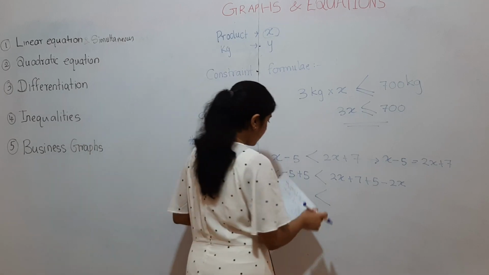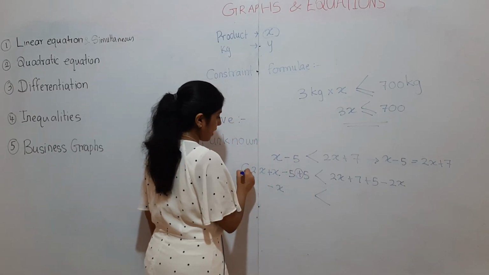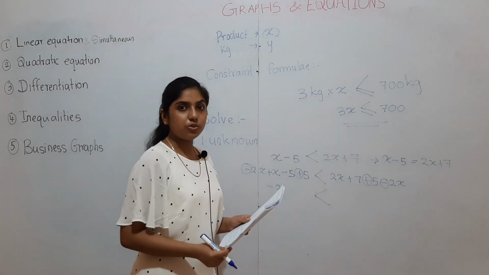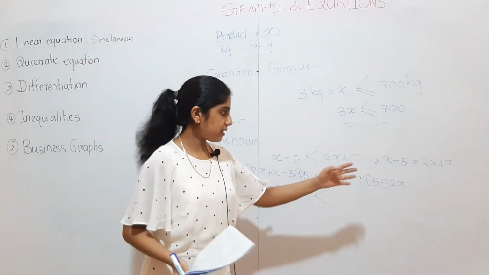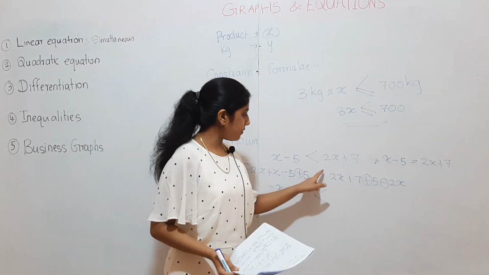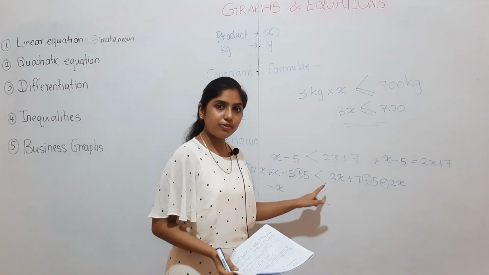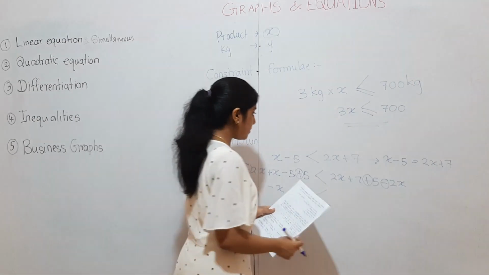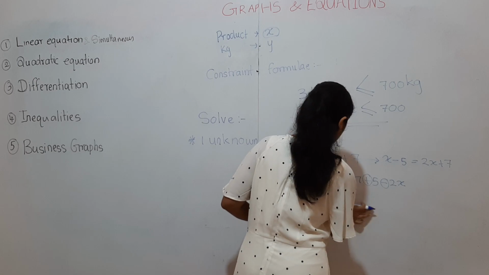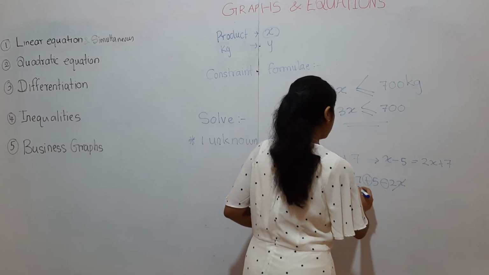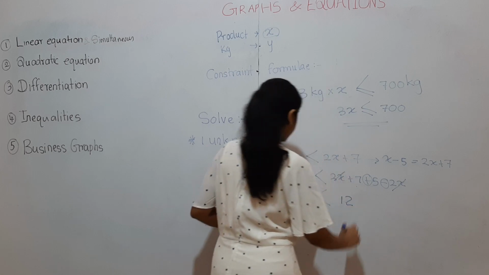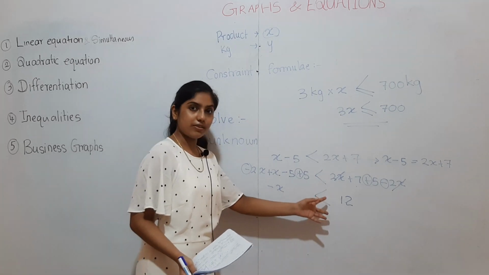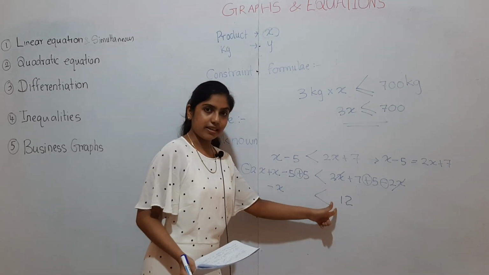So now I am only adding and subtracting. You see the first rule, when you add and subtract on both sides, this sign will remain the same. It will not change. Alright. So these 2x cancel. So 7 plus 5, 12. But now I cannot say minus x is less than 12. The minus sign should come this side.